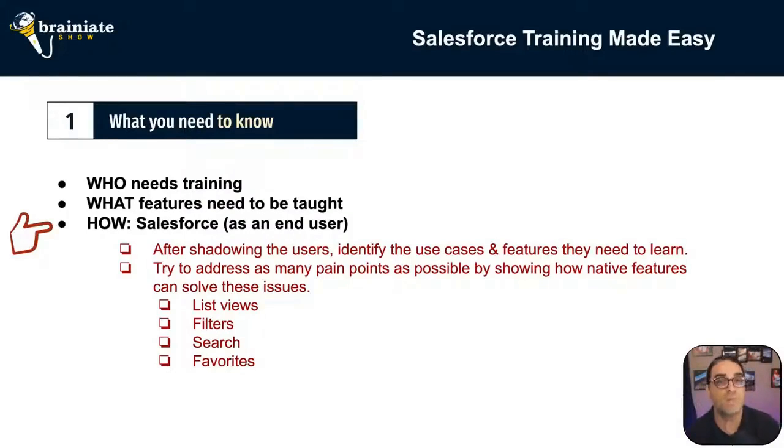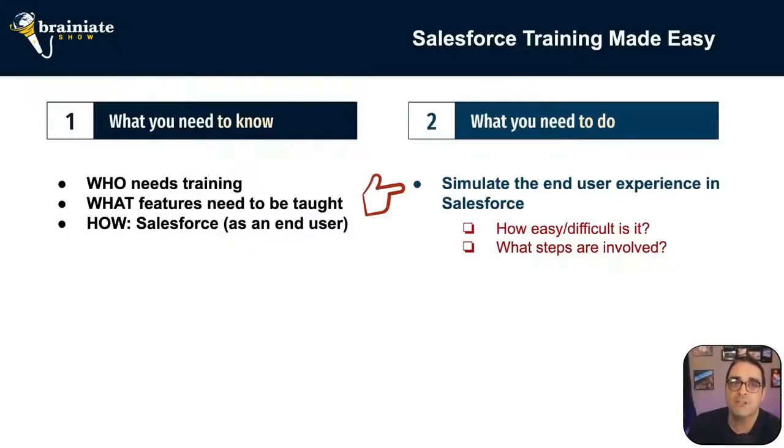You need to do this before you ever get in front of the room to do the training. Now, at the same time, as you are silently playing the role of the typical end user, you need to try to address as many of the pain points as possible by showing how native features can solve these issues. A lot of times, most of the time, they can be solved by list views, by using filters, by doing search, by just knowing how to use favorites. So you need to look for these opportunities to address some of the pain points. Those are the things you need to know before you get in front of the room.